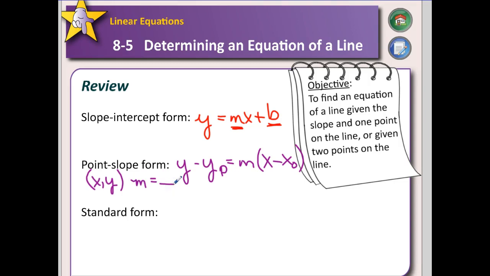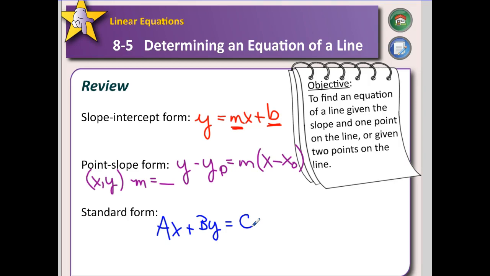And then the last equation that we have to worry about is standard form. And if you remember, standard form looks like this: Ax plus By equals C. So those are the three equations that we're working with as we're in Chapter 8.